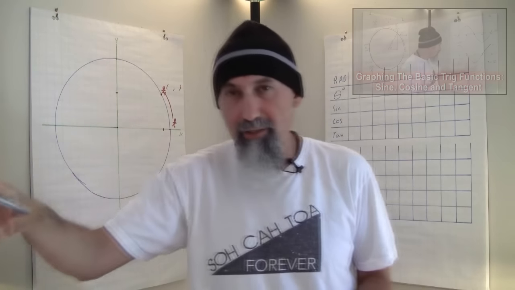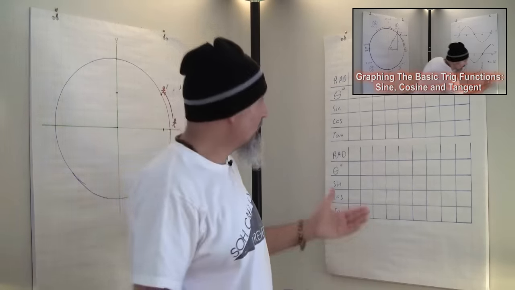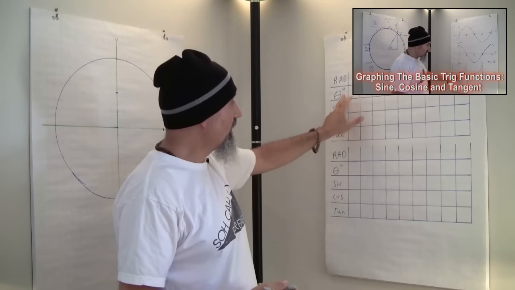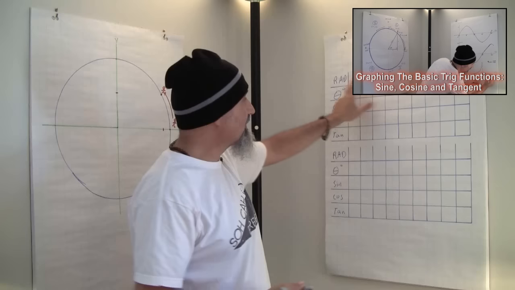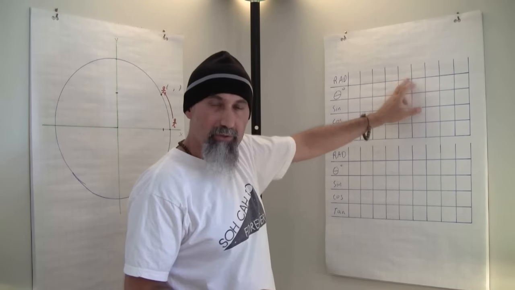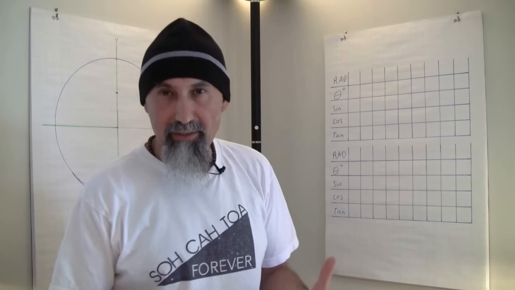And we're going to do it again for radians, because we've already sort of jumped the gun and graphed sine, cosine, and tangent for theta in degrees. But we're going to do the same thing again after we generate this table for radians, because we're going to mainly work with radians.